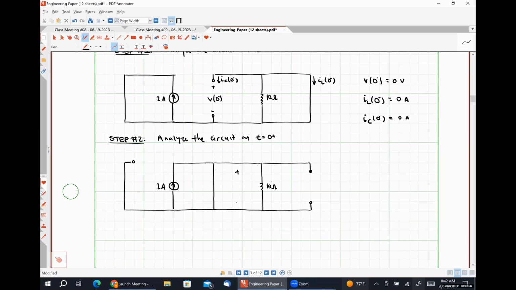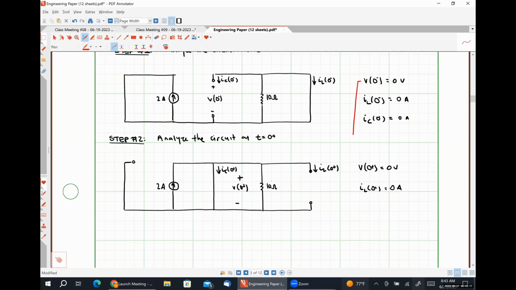So here is V at 0 plus. Here's IL at 0 plus. Here is IC at 0 plus. And I'm actually going to move this plus sign down here so it's not overriding each other. V at 0 plus must be 0 volts. IL at 0 plus must be 0 amps.